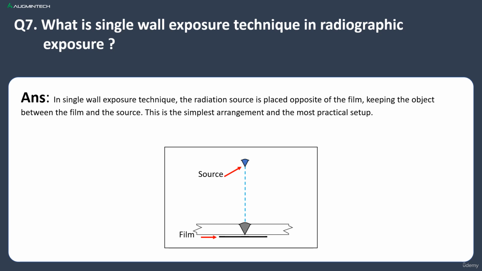For example, if this arrangement is used in a pipe, the film is placed in the pipe close to the weld and the source is outside the pipe at a distance from the pipe to make a good exposure.